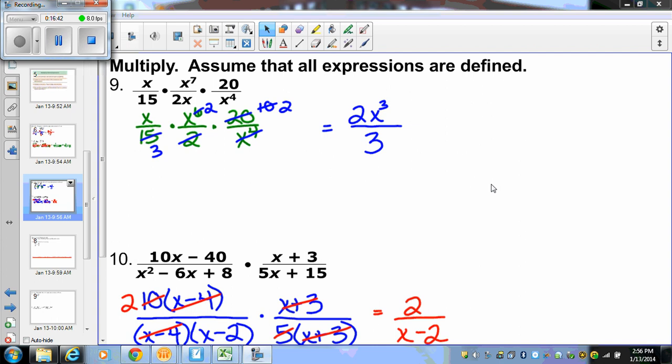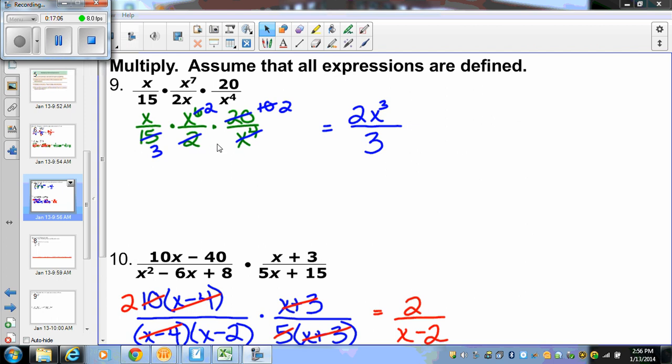Okay, so my number 9 looks kind of messy, so let me talk you through my thought process. The first thing that I did was I reduced the expressions individually. The only one that I could reduce was the x to the 7th over 2x. I was able to divide this x into x to the 7th, and it became x to the 6th over 2. That was before I ever really got started with combining everything together.